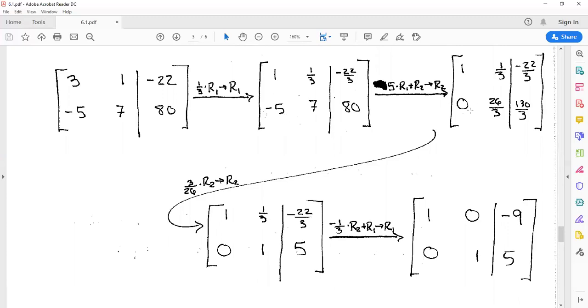that is 0. In the second column of the second row, we'll have the number 7 plus 5 times 1/3. That will give us 26/3. And in the last one, we will take the number 80, and we will add to that 5 times -22/3. And that will give us 130/3.